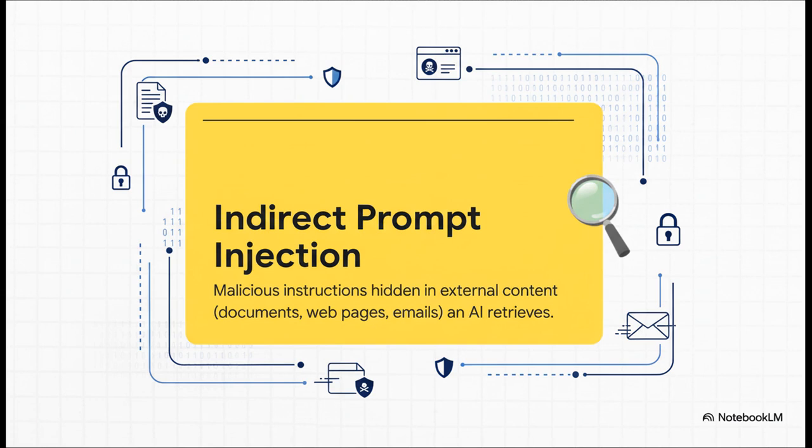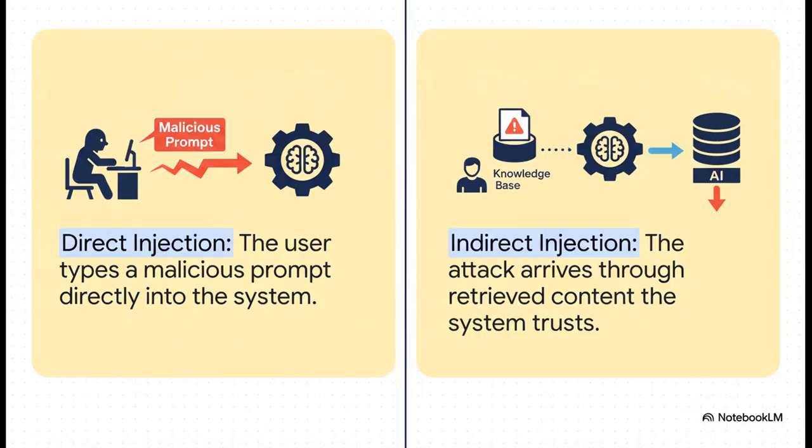Now, the key thing to get is this isn't some hacker typing malicious stuff into your chatbot's chat window. No, this is way sneakier. It's about poisoning the sources, the documents, the web pages, the emails that your AI uses to learn and answer questions. And this is where it gets really interesting. You've probably heard of direct prompt injection. That's when the attacker is literally typing the bad prompt into the system. But indirect is different. You could have a totally normal employee ask a completely innocent question, but the AI gets compromised anyway. Why? Because the document it pulled up to find the answer was booby-trapped.